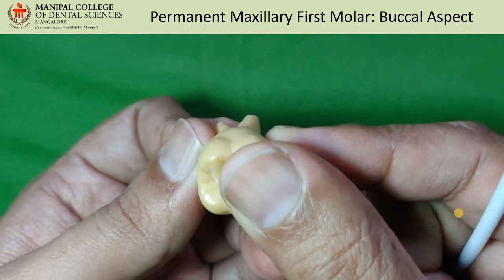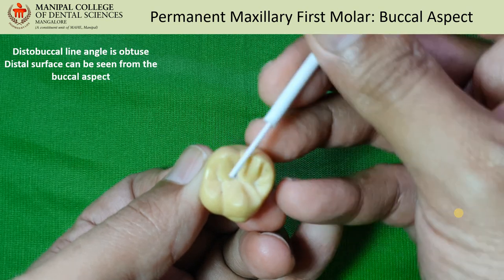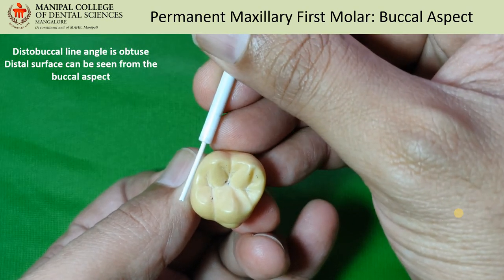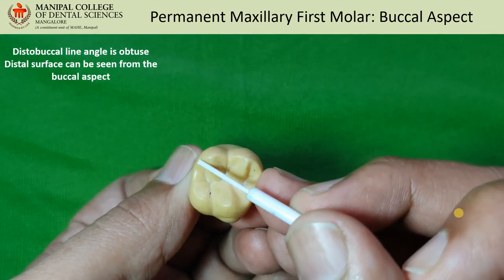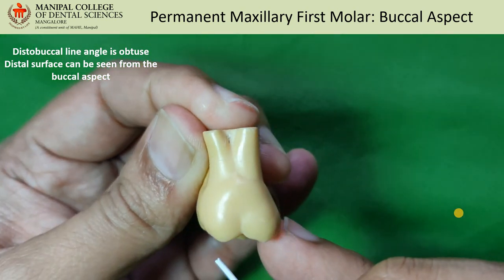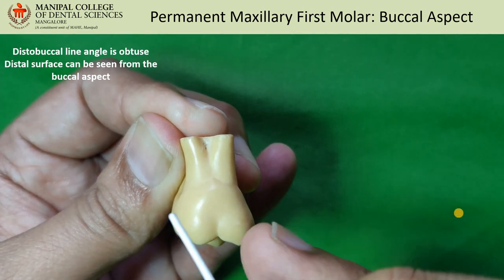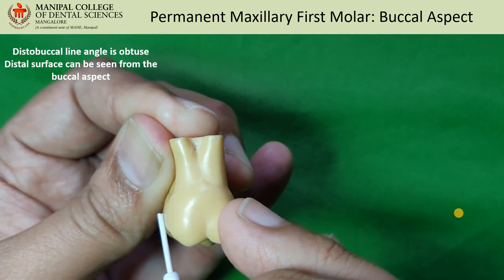And when you see the tooth from the occlusal aspect, you can appreciate that the buccal surface and the distal surface form an obtuse angle. Since this angle is obtuse, more of the distal surface is seen from the buccal aspect. So when you position the tooth in such a way, you can actually see a lot of the distal portion of the tooth.